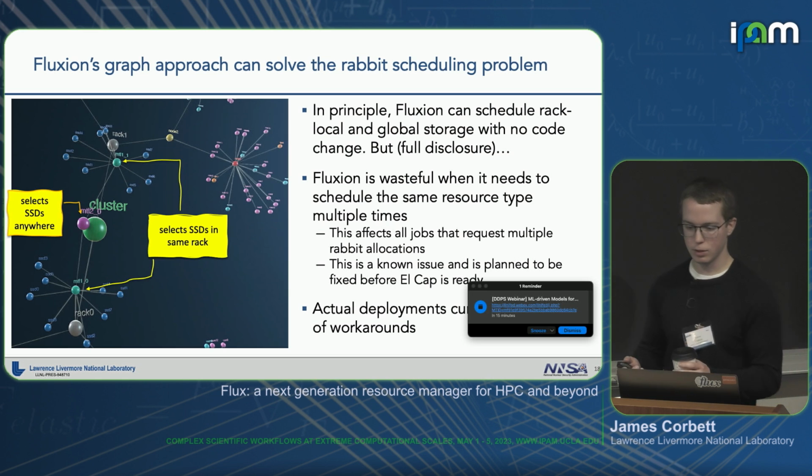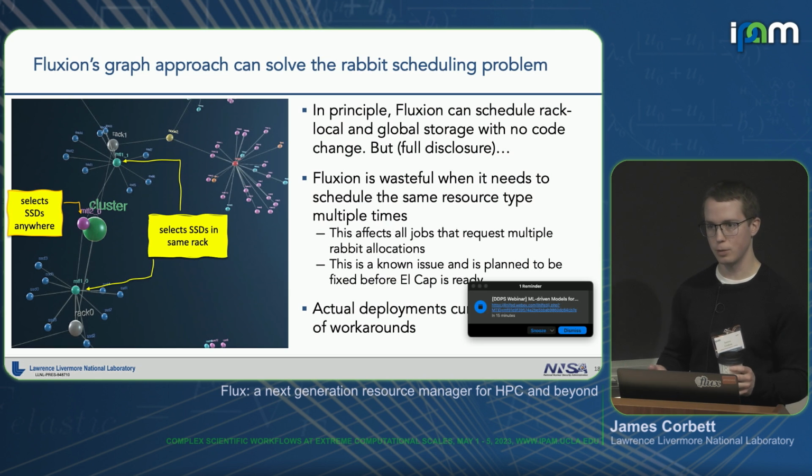But in the interest of full disclosure, Fluxion is wasteful when it needs to schedule the same resource type multiple times. Due to some of the optimizations that Fluxion uses when exploring the resource graph that I talked about earlier, that filtering and pruning, Fluxion doesn't make the most efficient choices when it needs to pick the same resource type multiple times. This inefficiency affects all jobs.